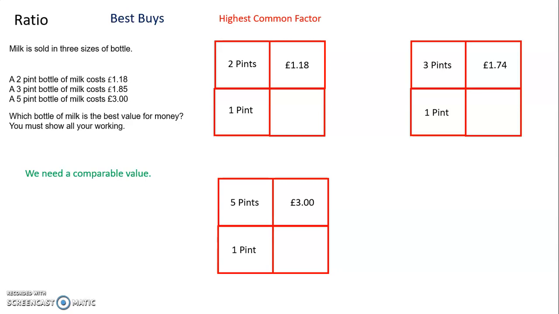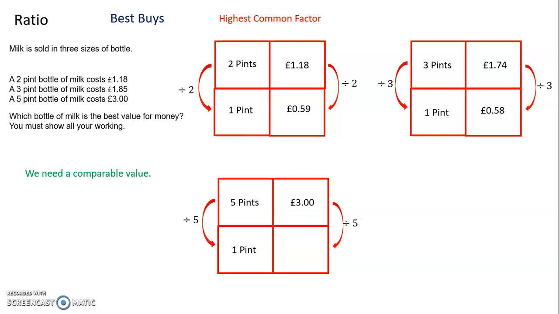So for the first ratio, I'm going to divide by 2, and that's going to give me 59 pence. For the second ratio, I'm going to divide by 3, and that's going to give me 58 pence. And for the third ratio, I'm going to divide by 5, and that's going to give me 60 pence. And so I can really easily see that the 3-pint bottle here is the best value.